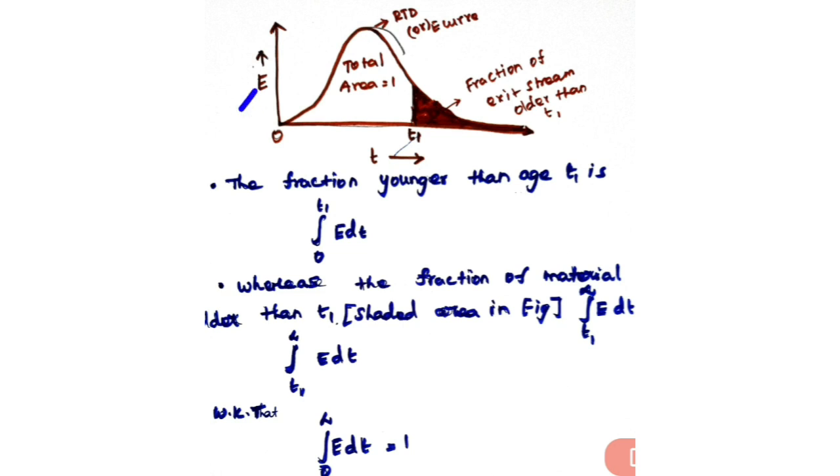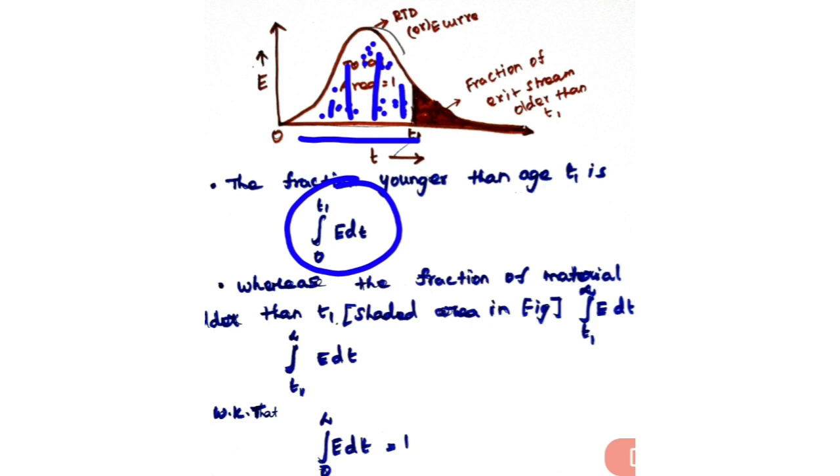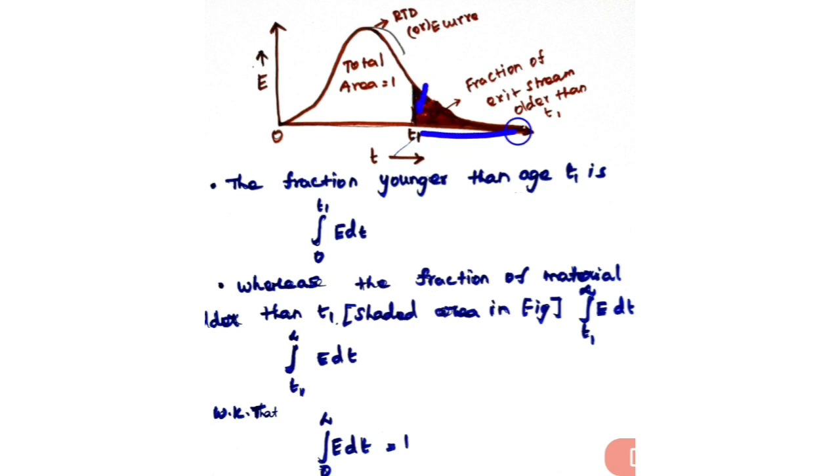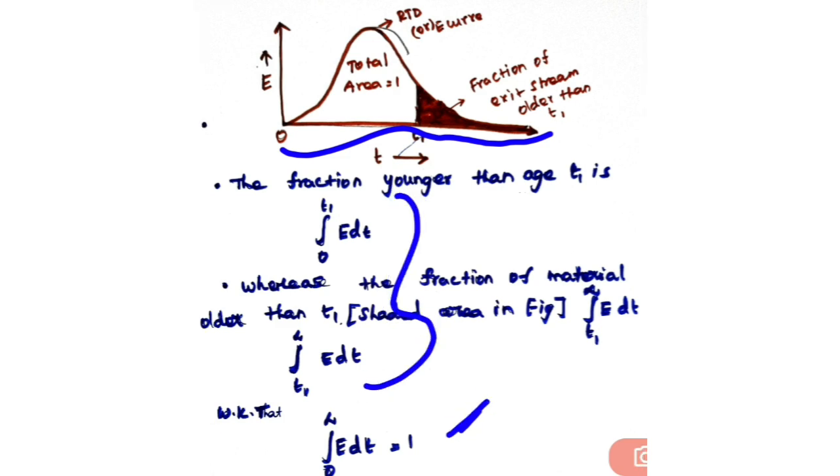From this graph you can denote the fraction of material younger than age t1, that is less than time t1, as integration of 0 to t1 E dt. Then the fraction of material older than t1, that is after time t1, you can denote as integration of t1 to infinity E dt. If you calculate the area under the curve from 0 to t1, you will get the fraction younger than age t1. If you calculate the area under the curve from t1 to infinity, you will get the fraction older than t1. The total area under the curve, 0 to infinity E dt, is equal to 1. If you sum up these two, you will get the value of 1.